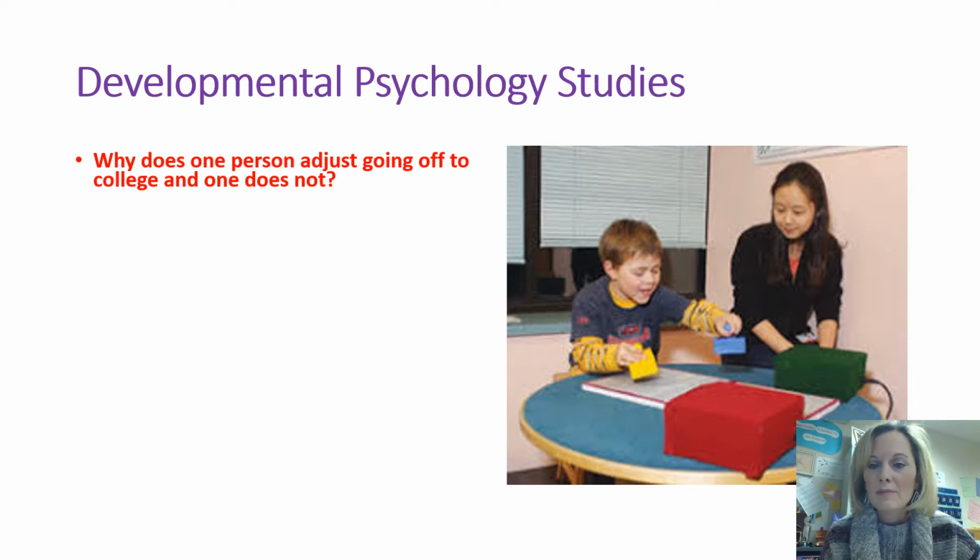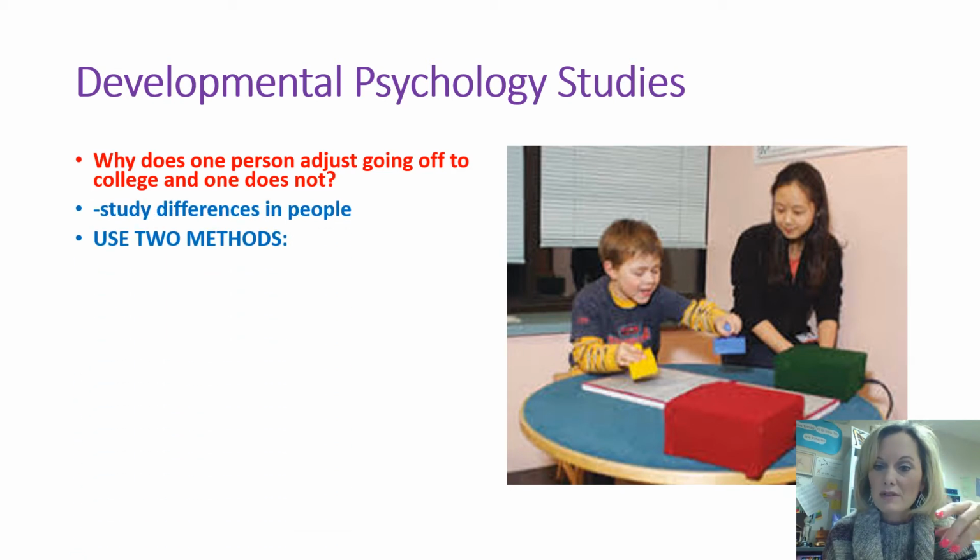Everybody has differences in why one person is different from another. So why does one person adjust going off to college and one doesn't? These are things that we can look at from different angles, one a developmental angle, and then in the next chapter, chapter 11, we're going to be talking about personality, and that can also be influenced by that as well.